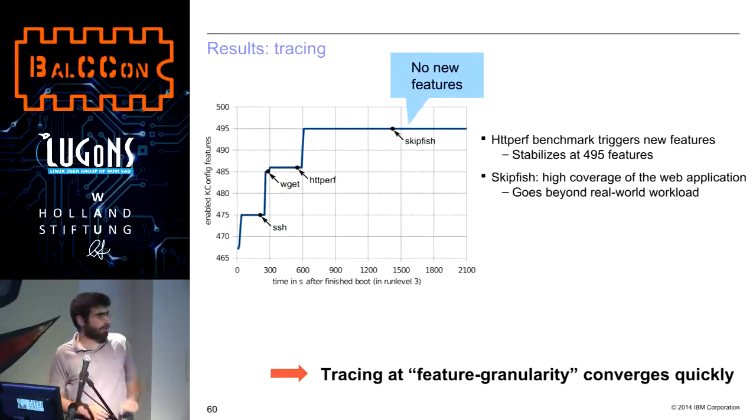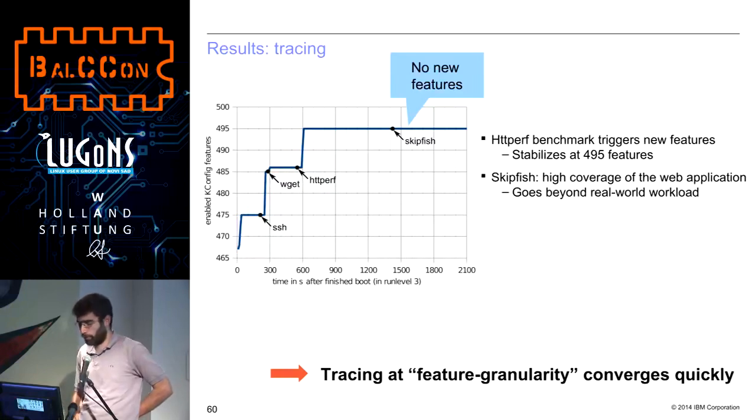On the x-axis, we have the time after the system finished booting. On the y-axis, we have the number of kernel configuration features that need to be enabled in order to have a kernel that satisfies all those traces. And over time, we run different workloads. So after booting, we SSH into the server. You can see that this creates a little surge in the number of features that we need in that kernel. Then we simply request one web page from our server. There's a little surge there as well.